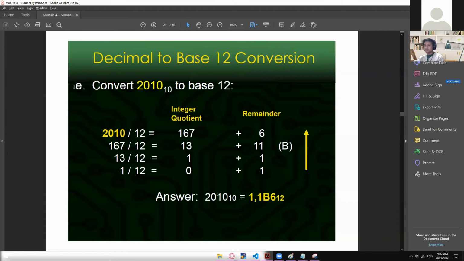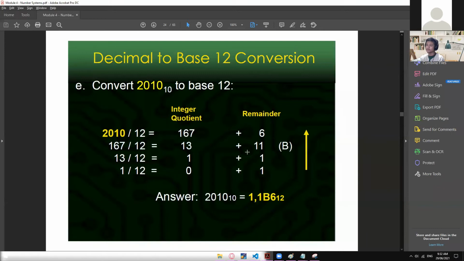Let's now move on to the letter E. Convert 2010 base 10 to base 12. So again, the only one that differs is the divisor. The same process: 2010 divided by 12 will give you 167, and then the remainder or the fraction part, you have to multiply to our divisor. You will get 6. 167 divided by 12 is 13, and whatever is the fraction part, just multiply that by 12, and then you will get 11, and then convert this already into letter B.